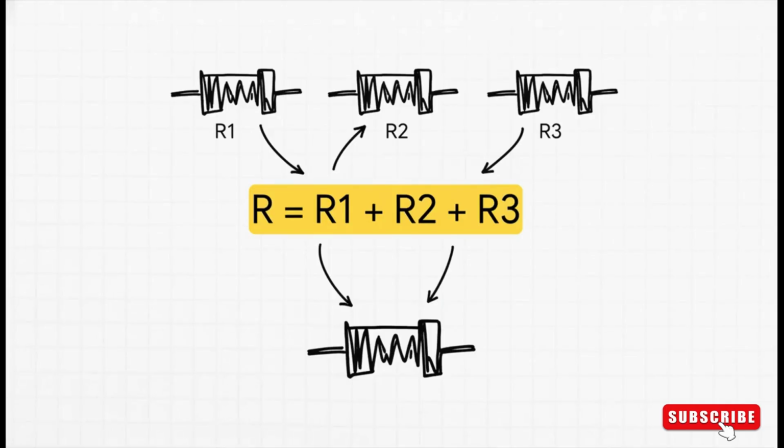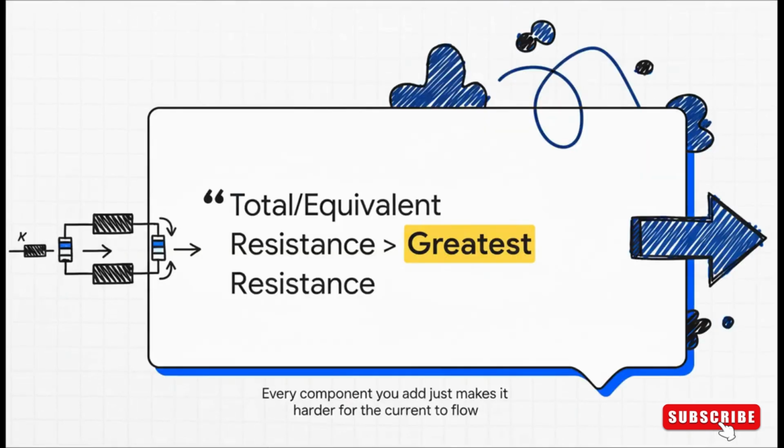Which leads us to this beautifully simple formula. To get the total resistance, you literally just add them together, R1 plus R2 plus R3, whatever you've got in the line. It couldn't be more straightforward. So here's the key takeaway. When you wire things up in series, your total resistance is always going to be bigger than your single biggest resistor. Makes sense, right? Every new resistor you add is just another obstacle in that one single path.